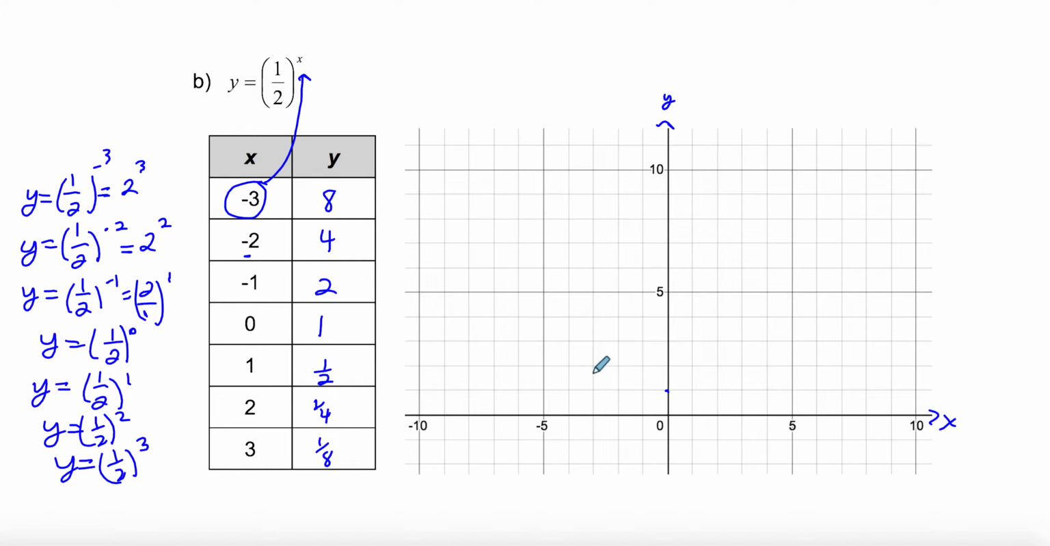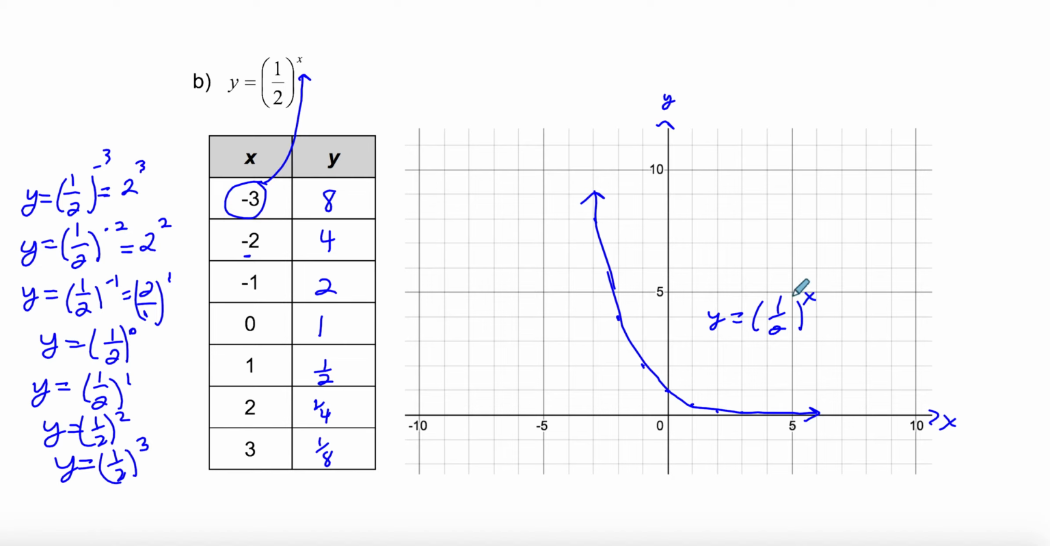-3, I need to go up 8. -2 and up 4. -1 and up 2. And then 0, 1. 1 and I go up 1/2. 2 I go up 1/4. 3 I go up 1/8. So this is where our asymptote is, still the x-axis. Our graph would come down, and the asymptote would be right there along the x-axis. So there's our graph. That is y equals 1/2 to the x.